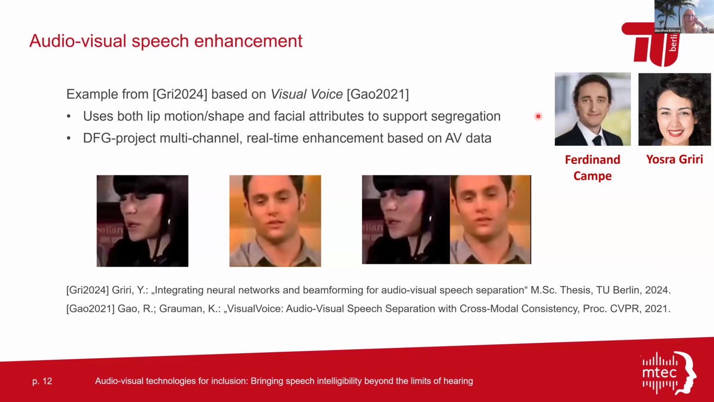And so currently we're basing much of our architecture on visual voice by Gao and Grauman, and we're interested in making the system multi-channel and in reducing the latency of the system as far as possible to make it amenable to real-time processing. And so now let's listen to a couple of samples to see what visual voice can do. So this is clean speech first.